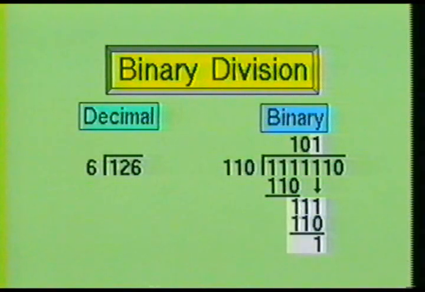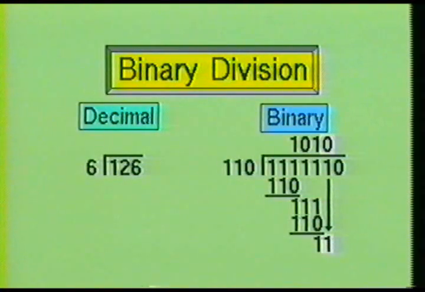From here, we bring down the next bit, which is a 1, and place it to the right of our remainder. This gives us the number 111. So our divisor of 110 will divide into this number, so a 1 is placed above this bit, and we subtract 110 from 111. Once again, we have a remainder of 1.